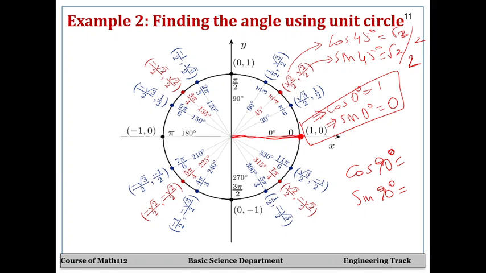Here, this is 90 degrees. This is the terminal side, and this is (0, 1). So 0 will be cosine 90, and 1 will be sine 90. And how about cosine 180 degrees and sine 180 degrees? You can directly say this one is -1 and this one is 0. The first one always corresponds to cosine. This is 180 degrees. The second one is always sine.